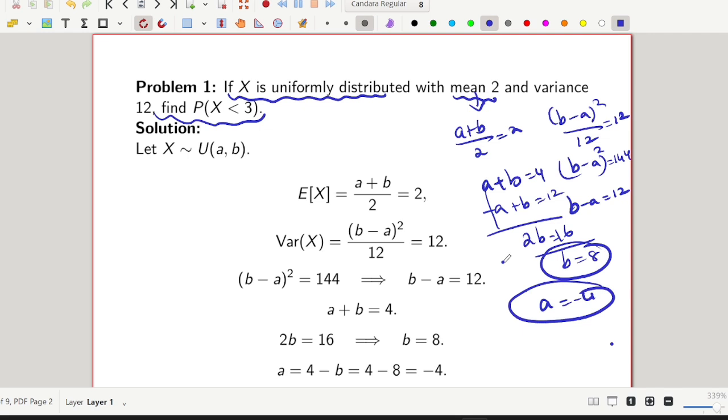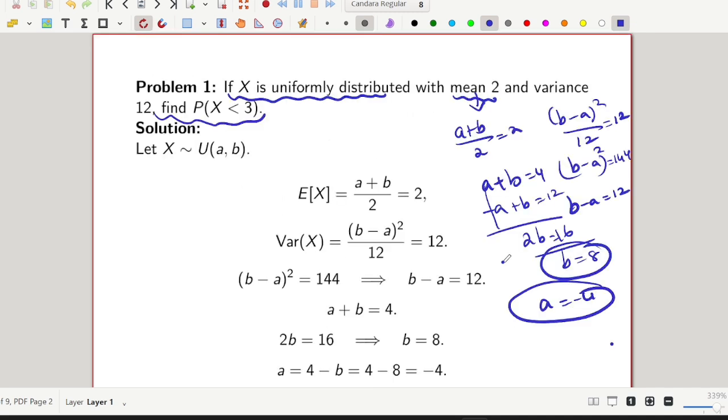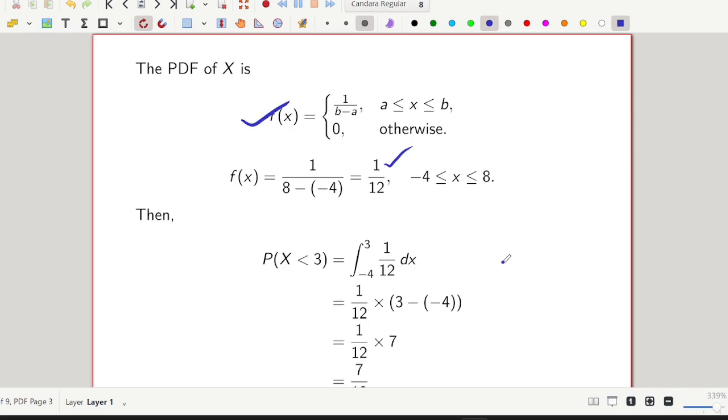If b is 8, then we can conclude our a value will be -4 by substituting in either of the equations. After that, we can write the PDF of our uniform distribution, which is nothing but 1/(b - a). 8 minus of minus 4, we will be getting 1/12, and the limit is -4 to 8. The question asked is to find the probability of x less than 3. Normally the definition is the integral from minus infinity to 3 of f(x) dx, but the lower limit is already restricted to -4. So it is the integral from -4 to 3 of f(x) dx.